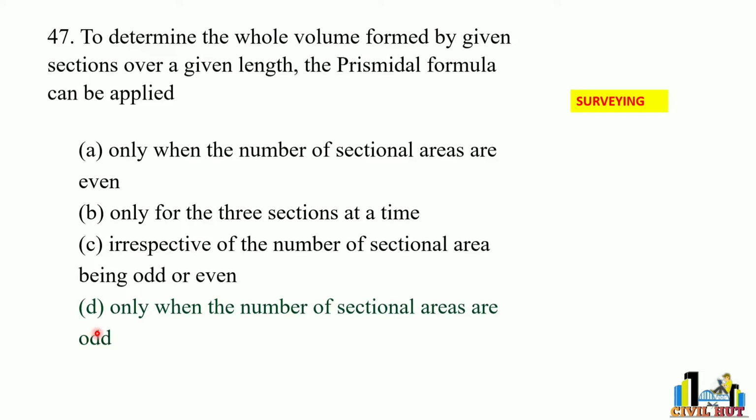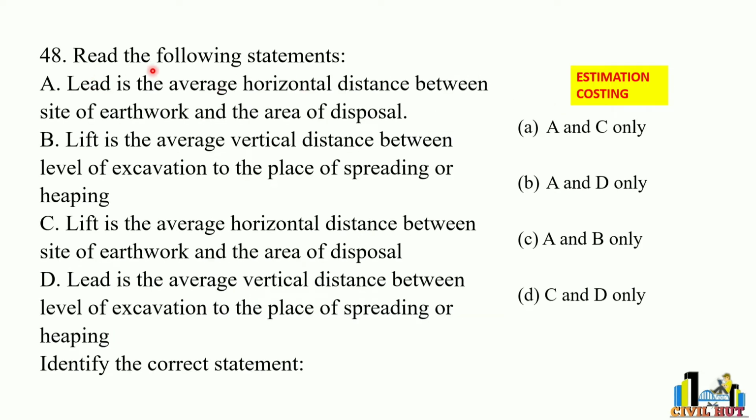The Prismoidal formula is applicable when the number of sections are odd. At that time this formula will be applicable. This is from surveying. Next, the 48th question: read the following statements.